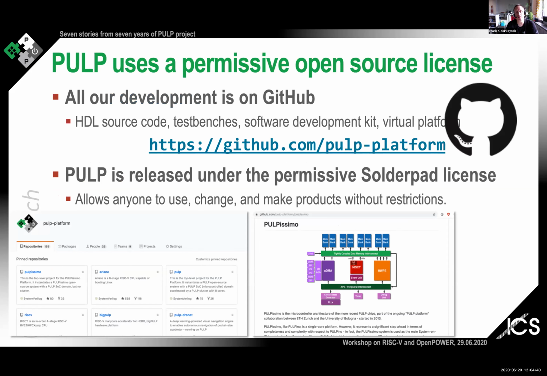I'm going to talk about how this developed, and all our development is on GitHub. So the things that we can open source, that we are allowed to open source, are on the GitHub.com PULP platform. And the good news about the permissive license is it allows anyone to use, change, and make products without restrictions. Technically, you don't even have to tell us anything. You can just take it and make use of it.